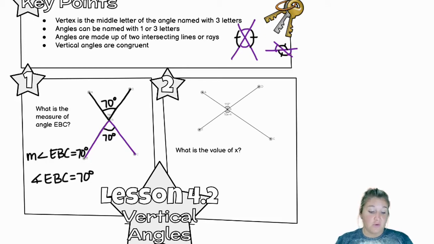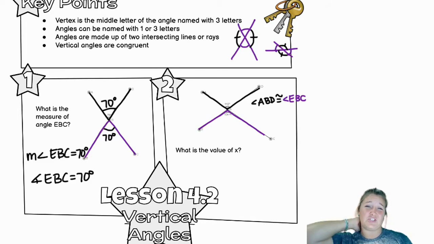Example number two. This time we're trying to find the value of x. Well, we know that angle ABD is congruent, and we write congruent with the little equal sign with a little tilde above it, to angle EBC. Congruent means the same size and shape. We don't have a shape here, but we have the same size or the same measurement of these two angles. So the measure of angle EBD is 110 degrees.